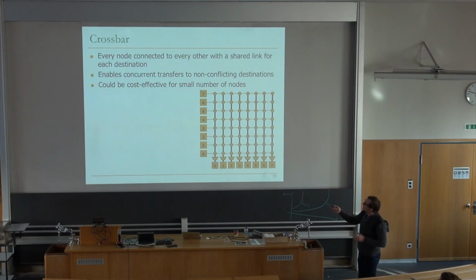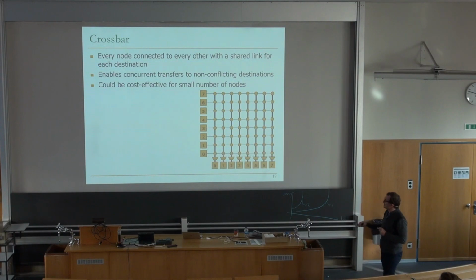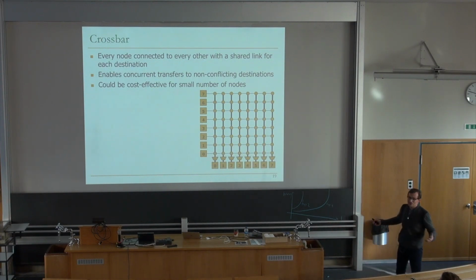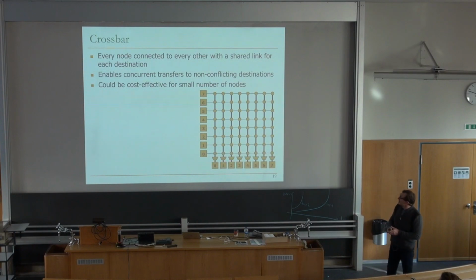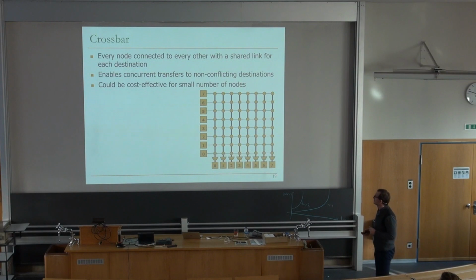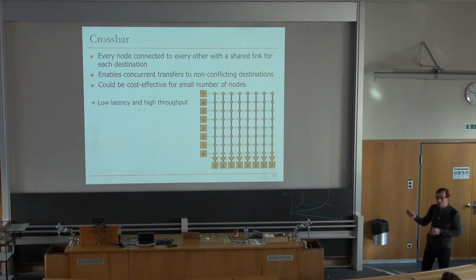So it basically enables concurrent transfers to non-conflicting destinations, as I mentioned. If the destinations are non-conflicting, there is no shared link. So the same source or different sources can transfer to different destinations concurrently, which is good, which is not possible in a bus, clearly. But you have some contention, of course, when your destination is shared. And you need to have some sort of routing, some sort of contention resolution. But this could be cost effective for a small number of nodes, and it's actually used, as we will see.